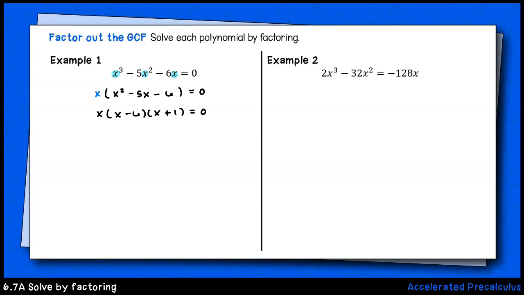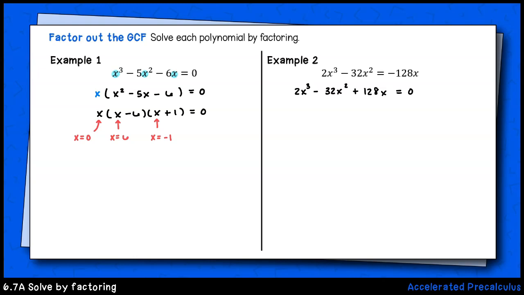Using my zero product property, I'll inspect these factors and find that when x equals 0, x equals 6, and when x equals negative 1, my equation will be equal to 0. So these are my 3 solutions to this polynomial equation. Let's look over on the right now.